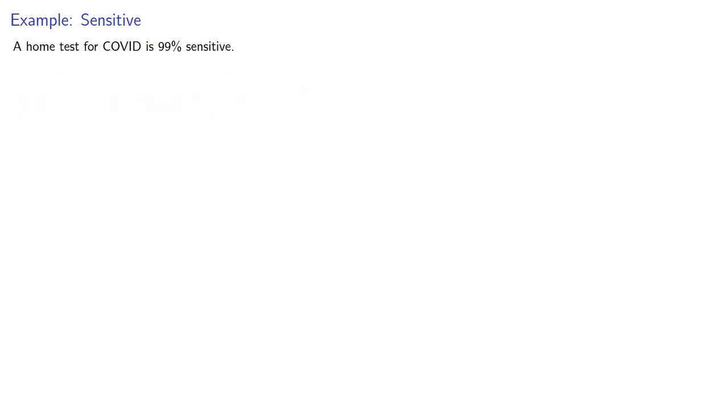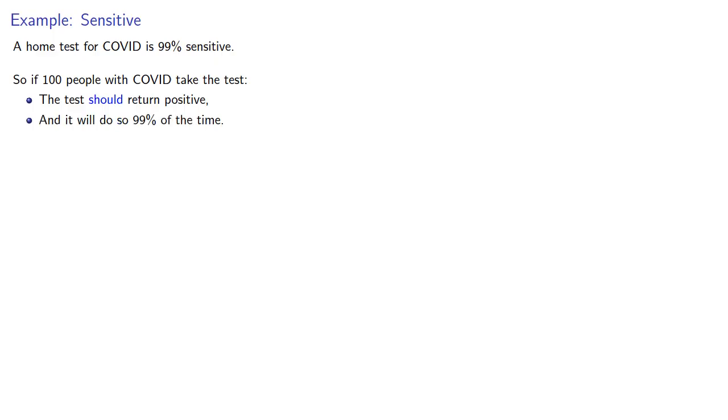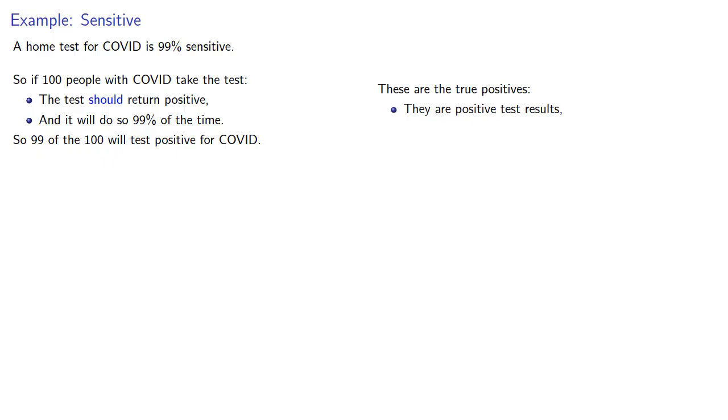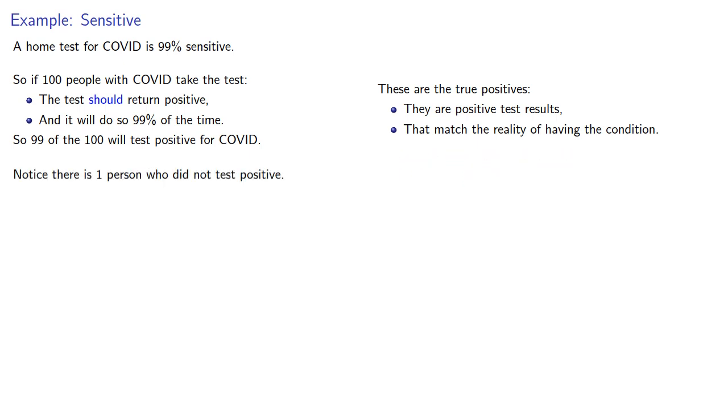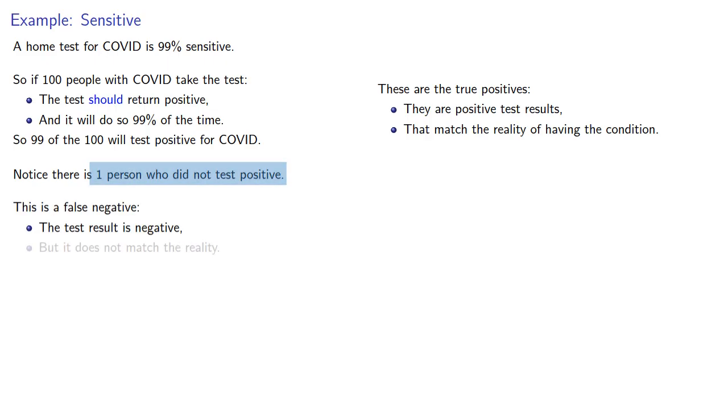For example, a home test for COVID, maybe it's 99% sensitive. And so if 100 people with COVID take the test, it should return positive, and it will do so 99% of the time. And so 99 of the 100 will test positive for COVID. And these are the true positives. They are positive test results that match the reality of having the condition. And notice there is one person who did not test positive. This is a false negative. The test result is negative, but it doesn't match the reality.